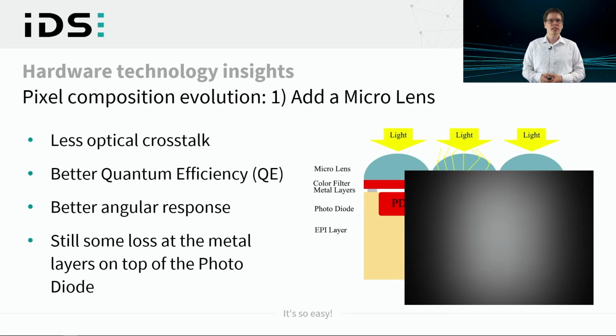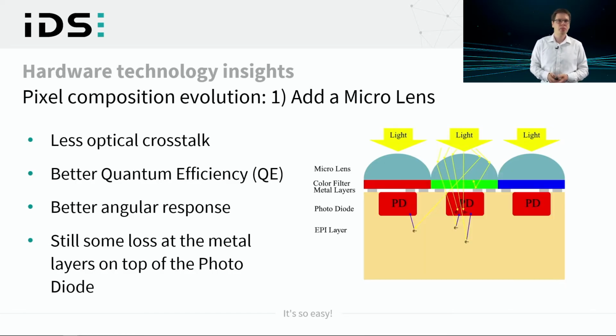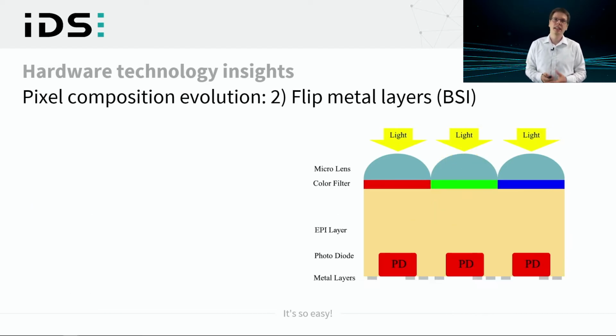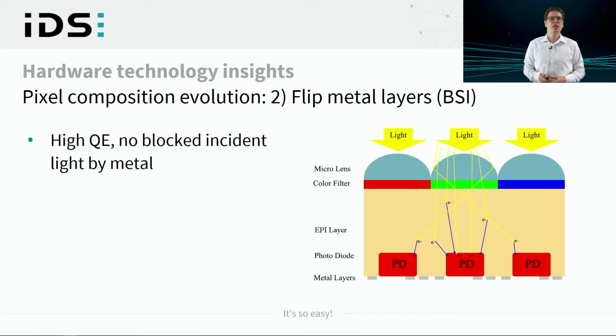But there are still some photons blocked at the metal layers. Can we get rid of those annoying metal layers for the readout circuitry in the light path? Yes, the metal layer position is flipped upside down and the light is coming from the back of previously the bottom of the sensor. This is called backside illumination or BSI. If we look at the light path of some photons, we see there is no more blocking of light at the metal layers. That's great. Thus, a lot of photons generate an electron for the pixels and the quantum efficiency raises.